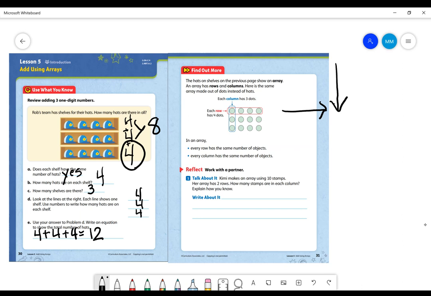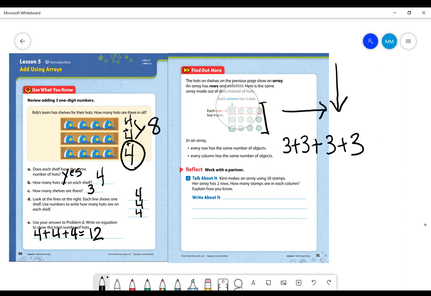But if we looked at columns, we would say there were 3 hats in each column. See, I have 1 column, 2 columns, 3 columns, 4 columns. How many were in each column? 1, 2, 3. So if I wanted to make an array fact using columns, I would say 3 plus 3 plus 3 plus 3. So I had 4 groups of 3 if I'm using my columns.